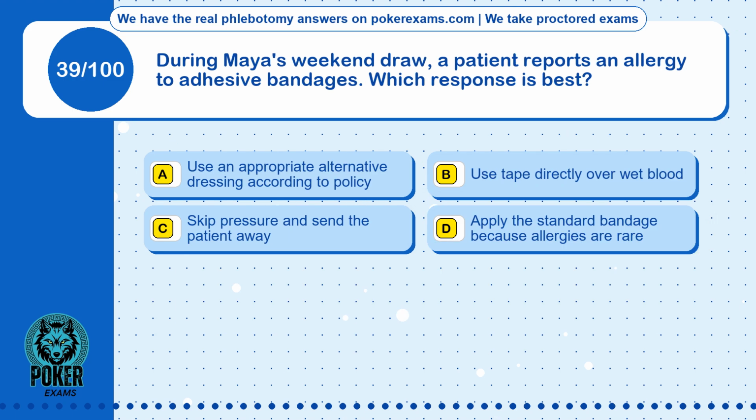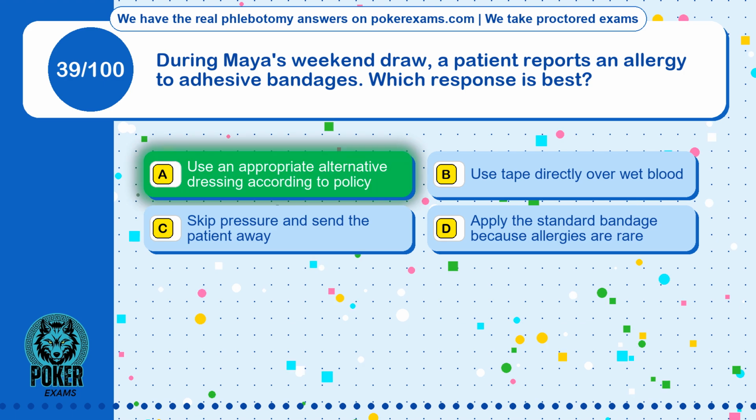Question 39. During Maya's weekend draw, a patient reports an allergy to adhesive bandages. Which response is best? Option A. Use an appropriate alternative dressing according to policy. Option B. Use tape directly over wet blood. Option C. Skip pressure and send the patient away. Option D. Apply the standard bandage because allergies are rare.